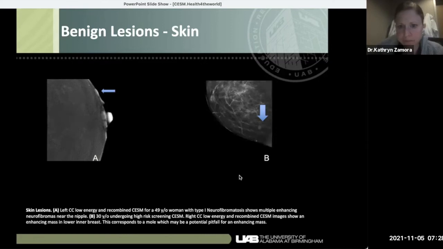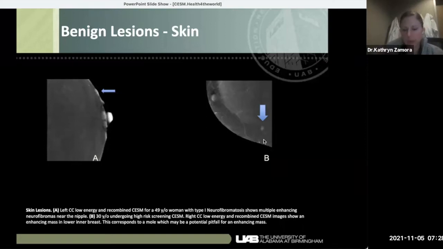Here on the right of the screen, you see this oval, circumscribed mass. On the recombined image, you can see that this oval mass enhances. Going back to her prior imaging, we noted that this was an area where a mole marker was placed. This is a mole, and moles do enhance as well.